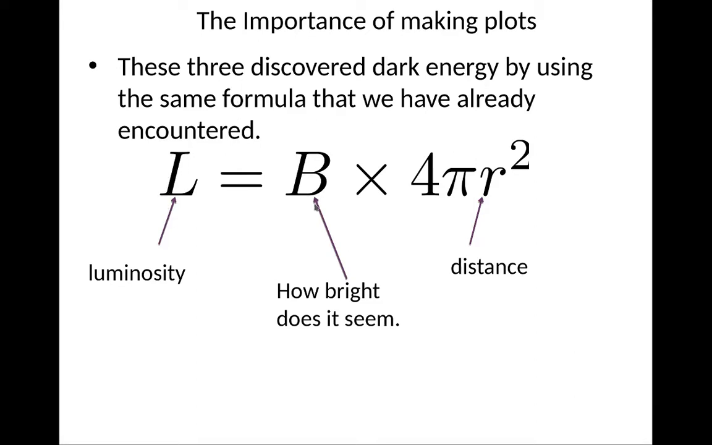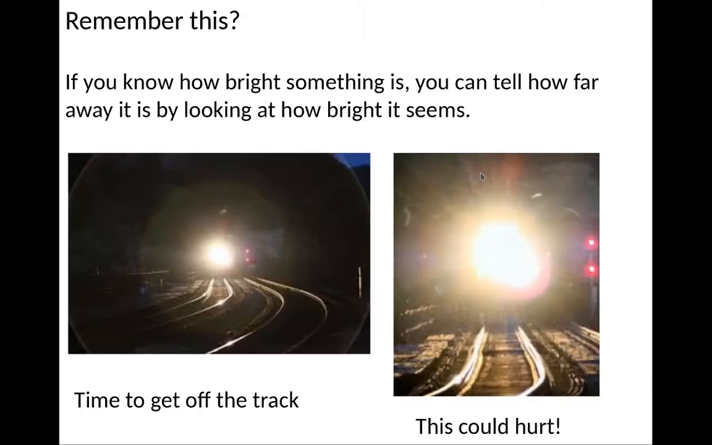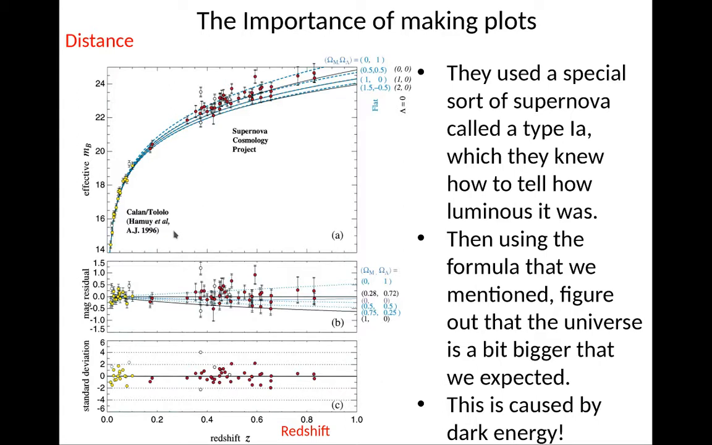We know luminosity, we know how bright it seems, and so we can measure distance, right? So you remember this: if you know how bright something is, you can tell how far away it is, but look how bright it seems, right? Okay. And so they used a special kind of supernova called type 1a, which they knew how to tell how luminous it was. So same as main sequence. For main sequence, you look at what the spectral type is, and from the spectral type you can deduce what the luminosity is. For these types of supernova, you could look at some other quantity, namely the decay rate, and you can also tell how luminous they are.